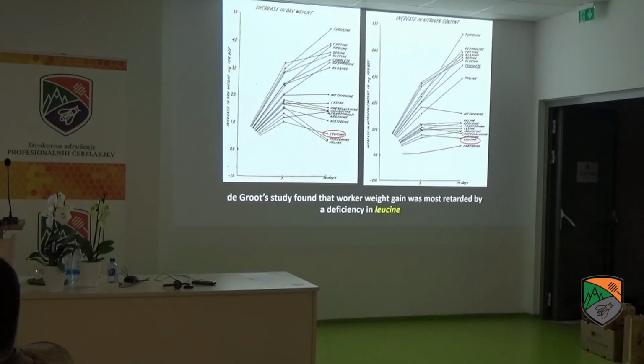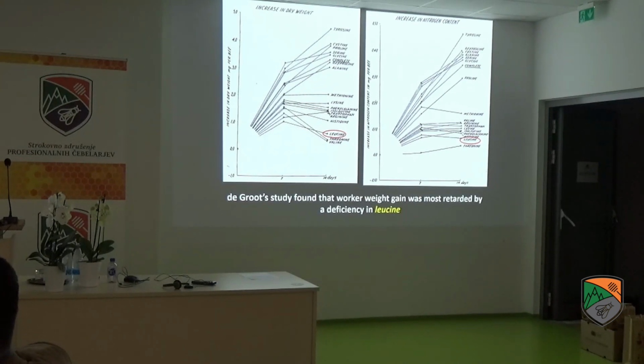So, how important is leucine? What he did, he fed newly emerged adult bees and took their weight, either their increase in dry weight or their increase in nitrogen content, at 7 days and 14 days, with deficiencies in these amino acids. And if it's really critical, that deficiency will show, in that they will stop growing.